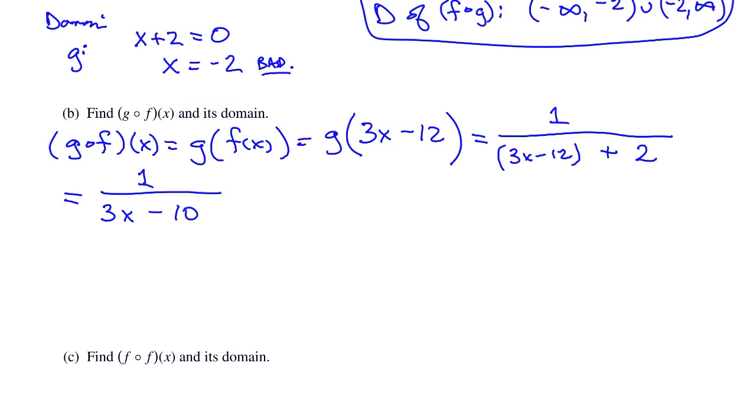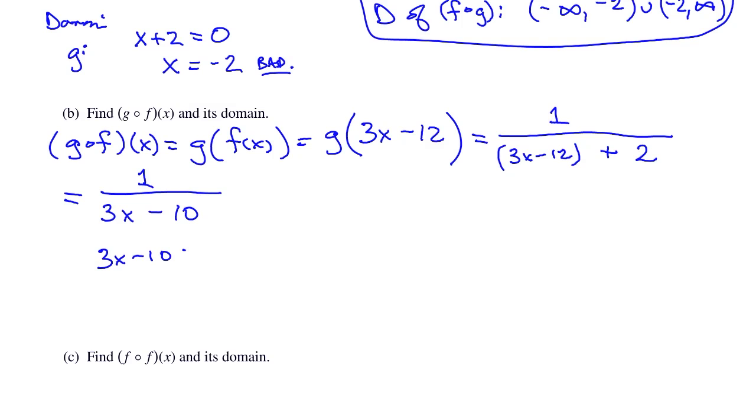To find the domain of g composed with f, we first look at the f function. The f function, again, was polynomial, so there's no domain problems there. Next, we have to look at the result of putting f into g. Notice we're not looking at the g function itself. We're looking at the result of putting f into g. That results in 1 over 3x minus 10.